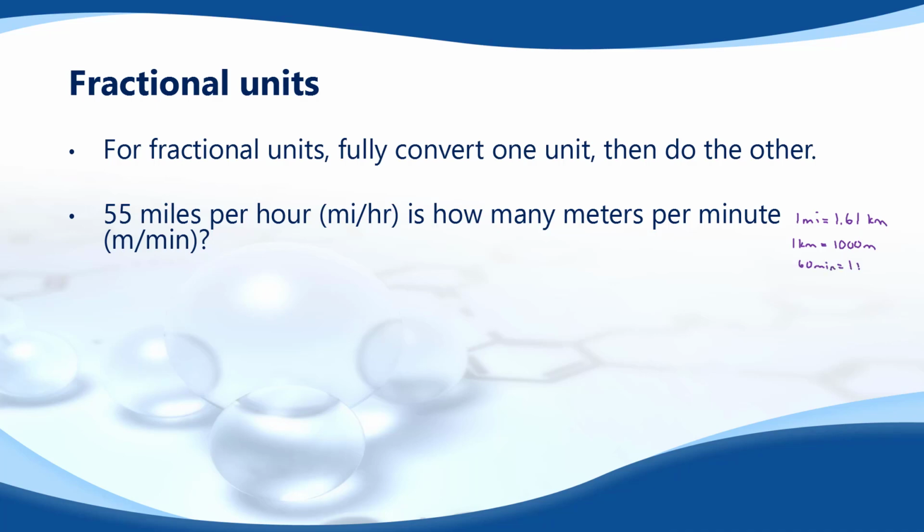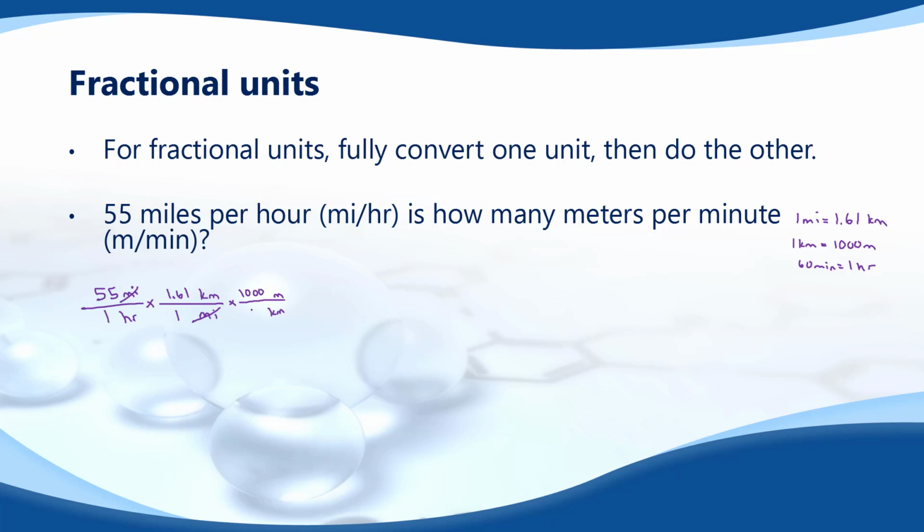So the way I set this up is I start off with 55 miles per hour. So 55 miles over 1 hour. I'll convert mile first. It doesn't matter which one you convert first, but I'll do mile because it's the first one that I see. I'm going to convert miles into kilometers. So I'm going to write 1.61 kilometer over 1 mile. Now I'm going to convert kilometer into meter. 1,000 meters is 1 kilometer.